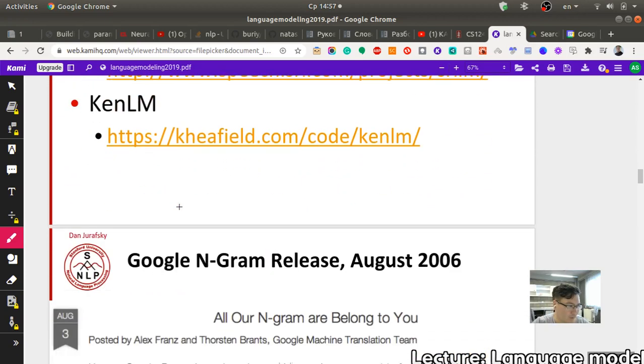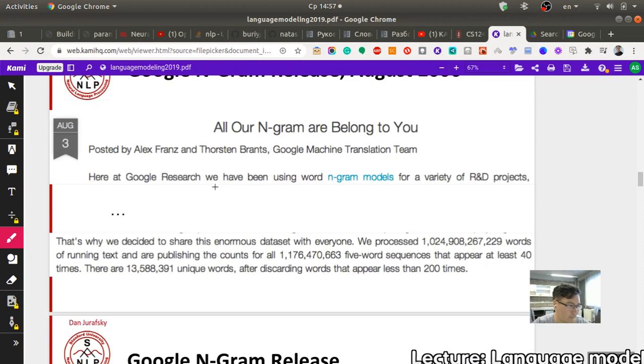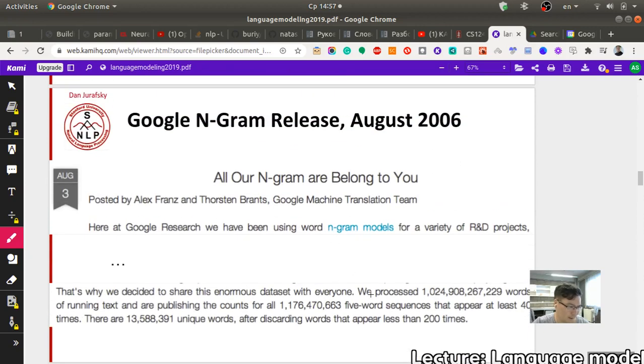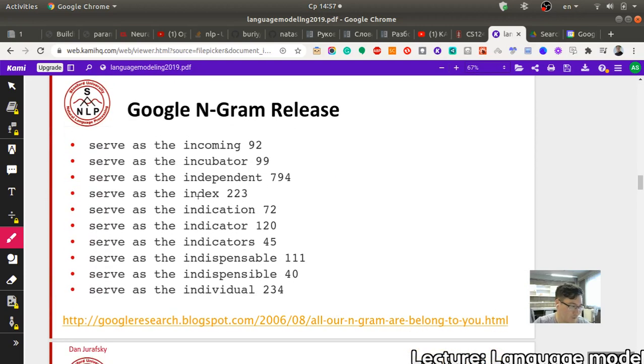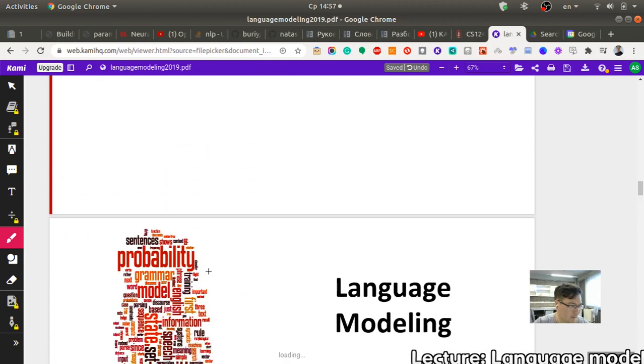Language model toolkits. Google released data from the internet that they processed, with this many words and this many five-word sequences that occur at least 40 times. For example, they have "surf as the incoming" 92, "surf as the incubator" 99, "surf is the independent," and so on. So we can store them.